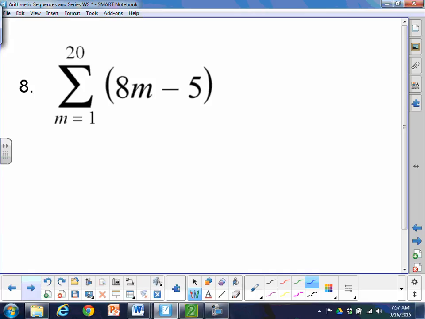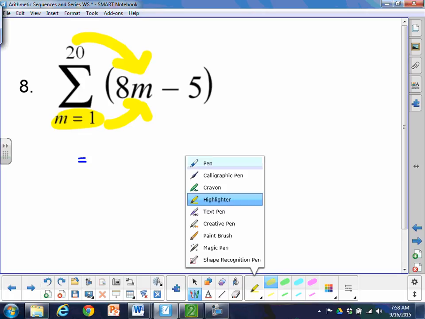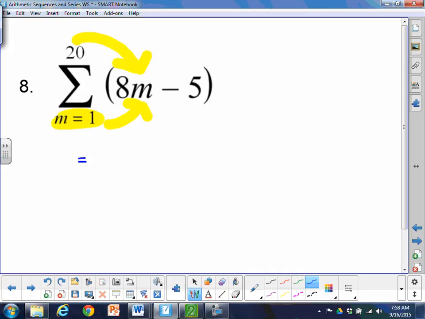Okay, here's another one. This one's given in sigma notation. So really what we're looking for is, remember, they're giving you limits for the sum here. So you're starting with an m of 1 and you're going all the way through every number. M would be 1, 2, 3, all the way up to 20. So the first couple terms here, just to see this the long way, would be 8 times 1 minus 5. That would be the first term.